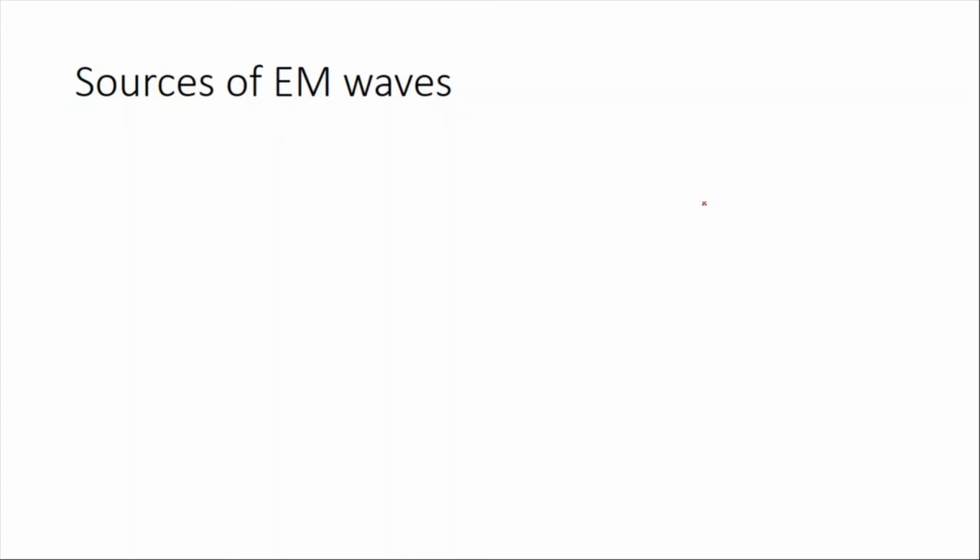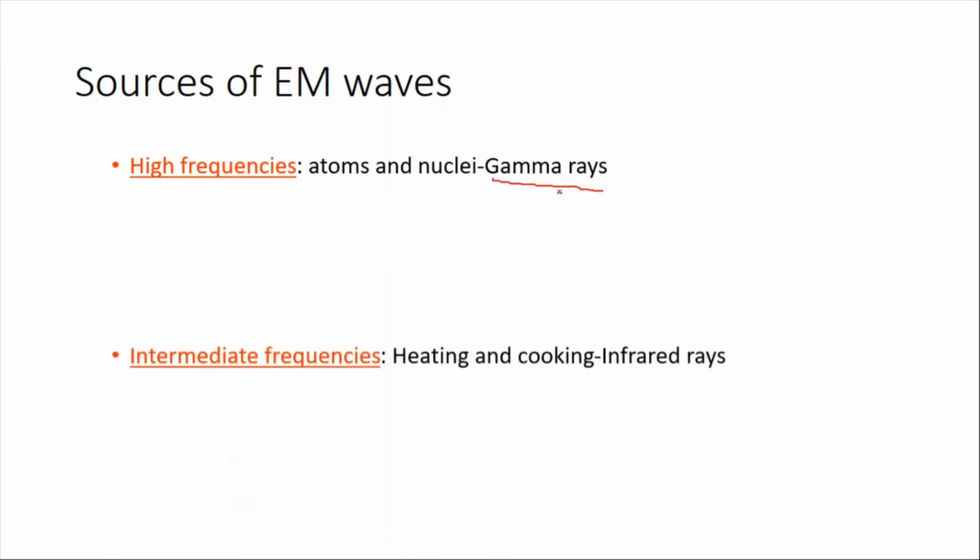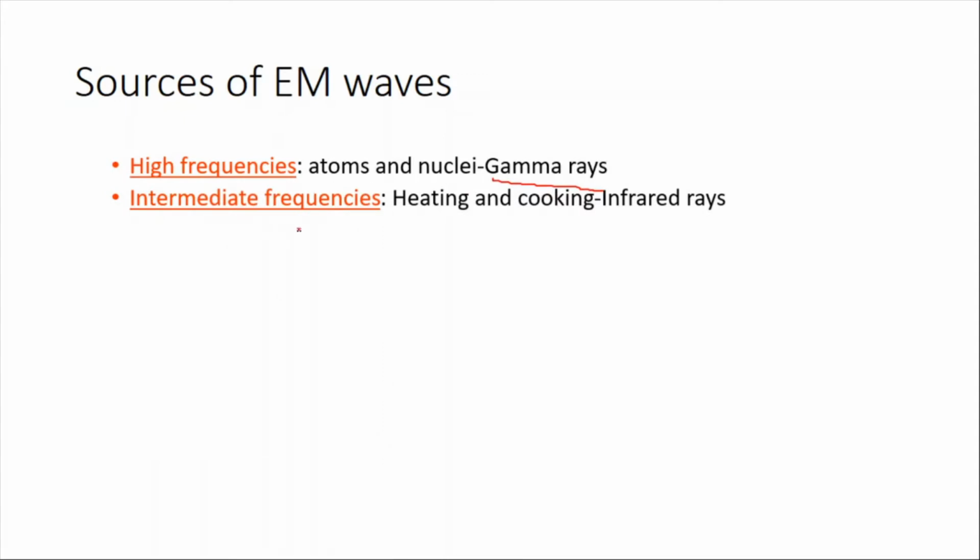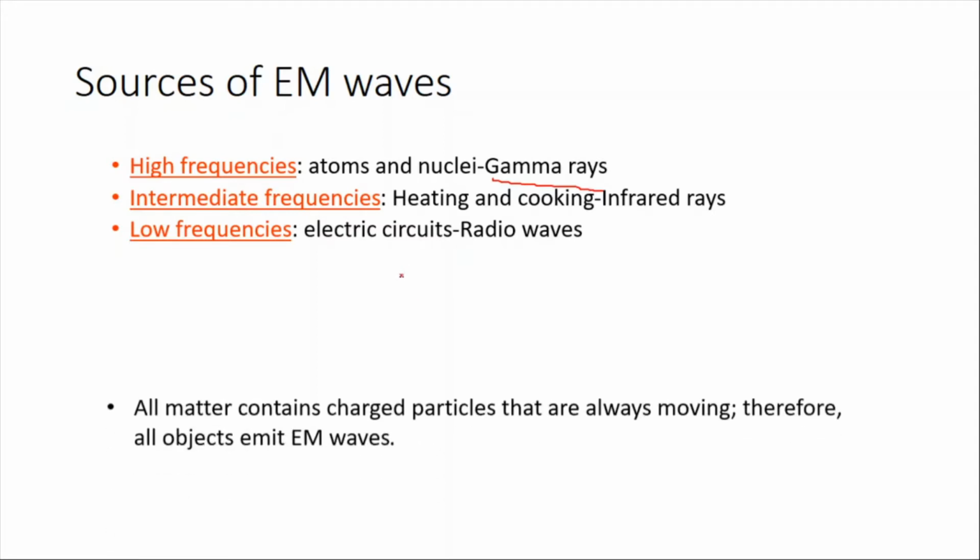The sources of electromagnetic waves. How do we produce electromagnetic waves? The high-frequency electromagnetic waves are produced by atoms and nuclei, and they are called gamma rays. Intermediate frequencies are generated by heating and cooking, and they are called infrared rays. Low frequencies are produced by electric circuits, and they are called radio waves. And this is not the whole spectrum. I will explain it in the next slides.